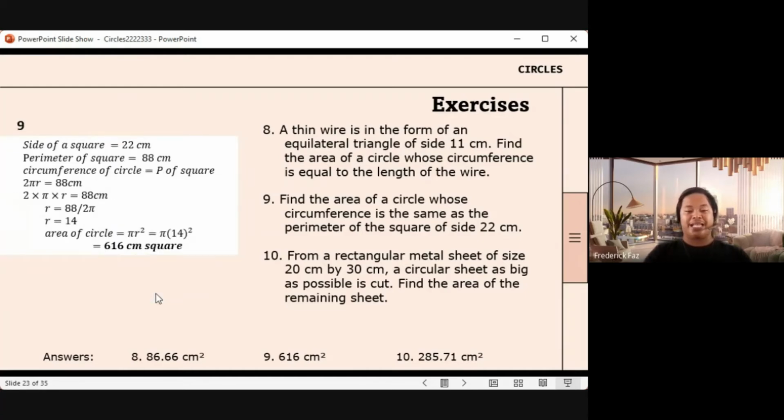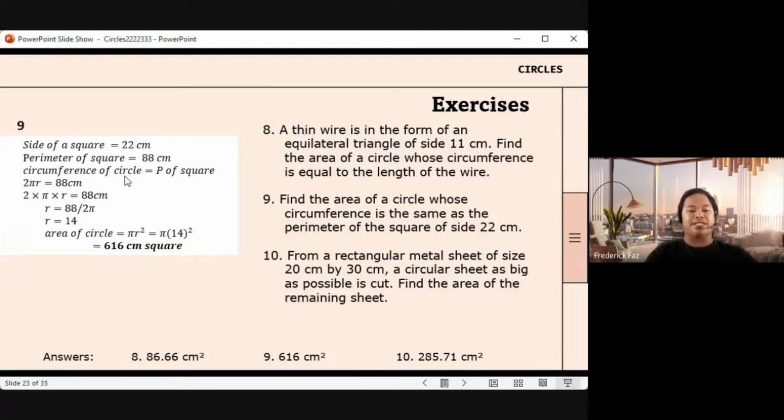Next, for number 9, find the area of the circle whose circumference is the same as the perimeter of the square of side 22. It is the same as number 8, the only difference is the perimeter, since our figure here is a square. So we have 88 centimeters as the perimeter of the square, since 22 times 4.